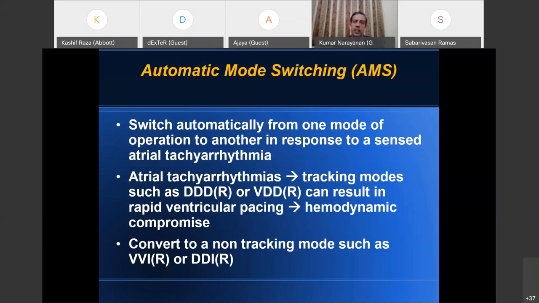So typically, practically how mode switch works is that the device will essentially go to a non-tracking mode at a particular rate which you can program. You can say that if you detect an atrial arrhythmia, please switch to VVI pacing at 80 beats, and that's what the device is going to do. And the moment the atrial arrhythmia terminates and the device detects that, it is then going to go back to the tracking mode.